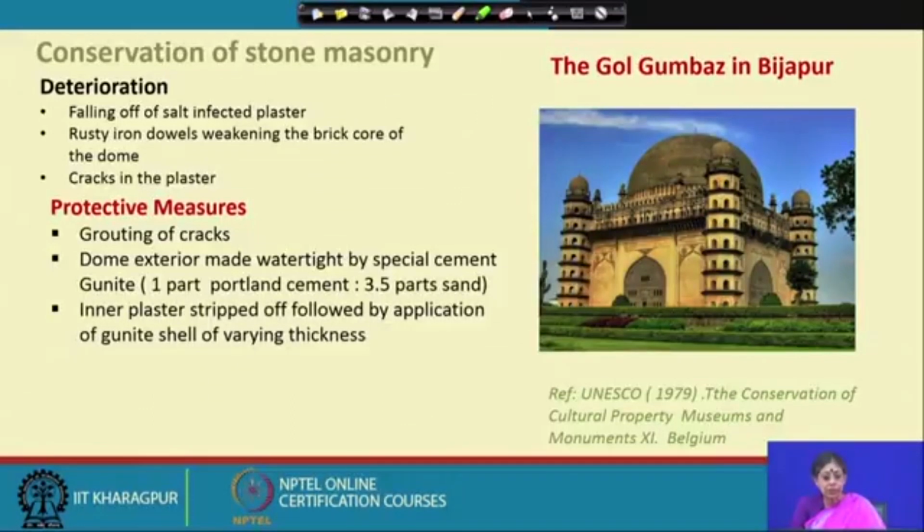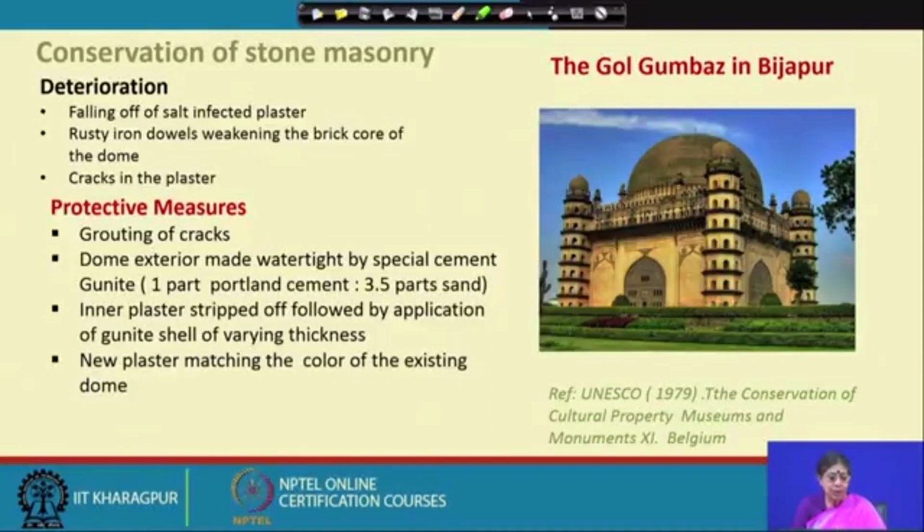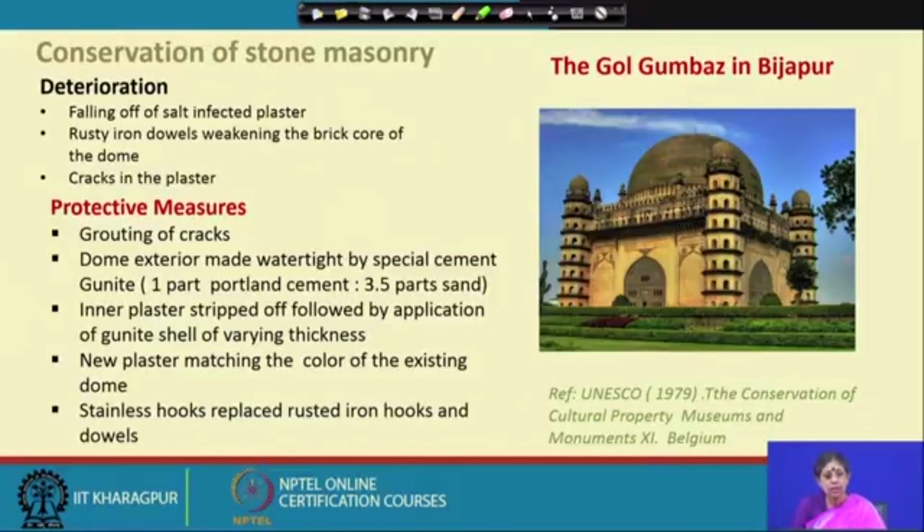And the inner plaster was stripped off, followed by application of the granite shell of varying thickness, because it is a huge dome. How the plaster would be relaid was also very important to understand, and the new plaster matched the color of the existing dome. This is how it was repaired. Wherever there are iron dowels or any iron joinery, clamps, hooks and other things, they are always replaced with rust proof stainless steel or copper hooks. This is a very important part, and these are some of the measures which happened in Gol Gumbaj.